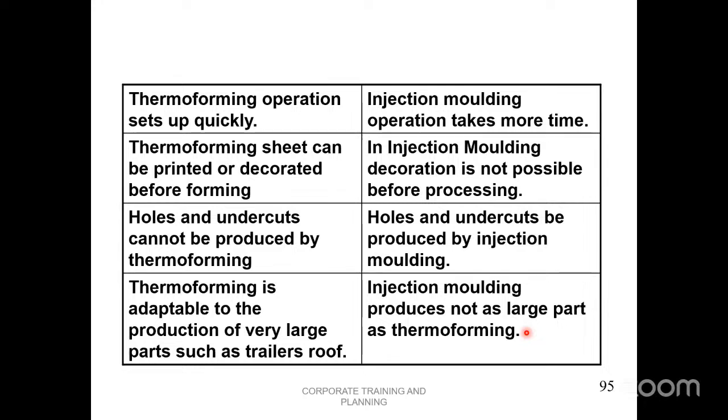It will be a trailer roof. Which one? You mentioned that thermoforming is adaptable to the production of very large parts such as a trailer roof. Yes. This is a frame. See, we have seen a very large part you can manufacture, a very big dome. We can manufacture by thermoforming, or a roof. A very big roof we can manufacture. Yes, I thought it's a trailer joint. Okay, I got it. It's a big part, kind of.